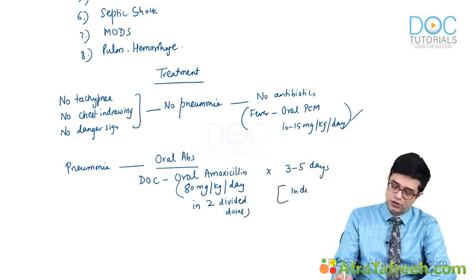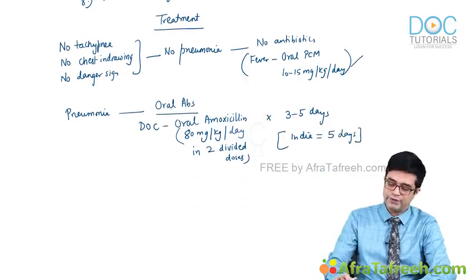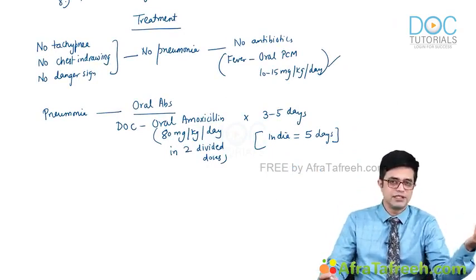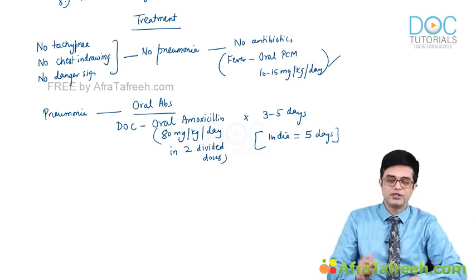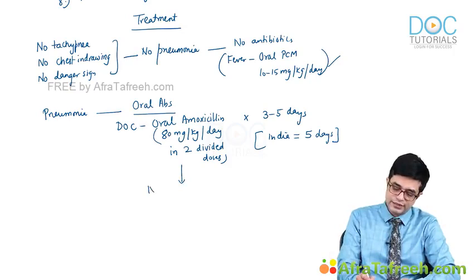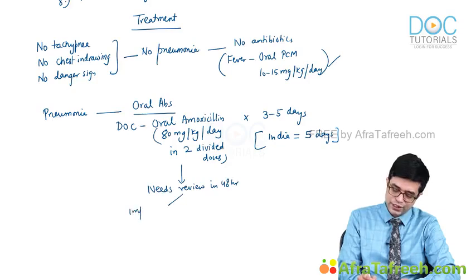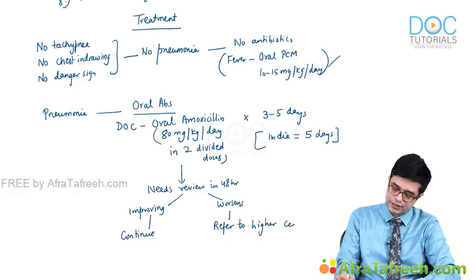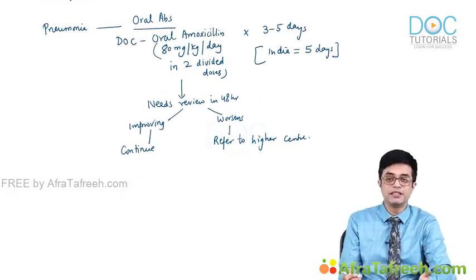India belongs to a high risk zone for pneumonias, and we give for 5 days. If they ask the range, it will be 3 to 5 days, and in India we give for 5 days only. Western countries give 3 to 4 days as well. In India we have to give for 5 days. Any patient started on oral amoxicillin needs a review in 48 hours. In case the patient is improving, you will continue the therapy and finish the course. In case the patient is worsening, you will refer to the higher center. So review in 48 hours is important because you are not admitting these patients.